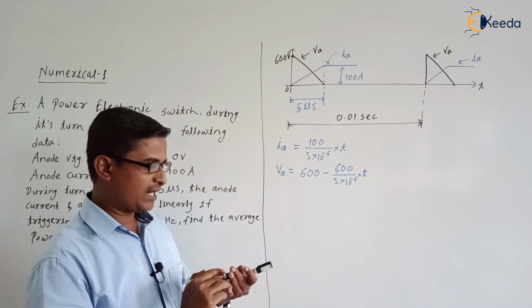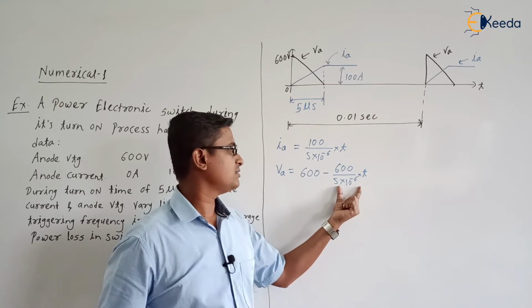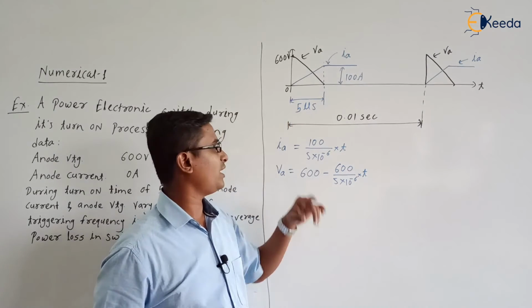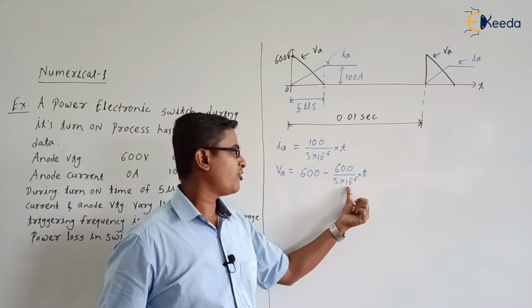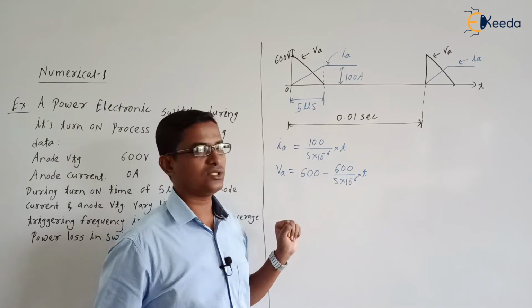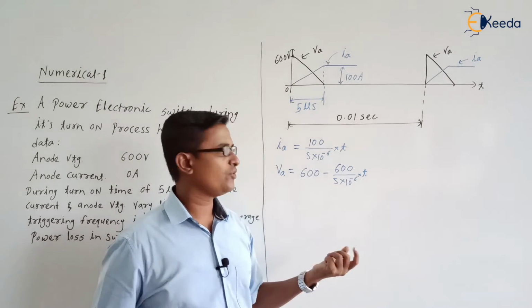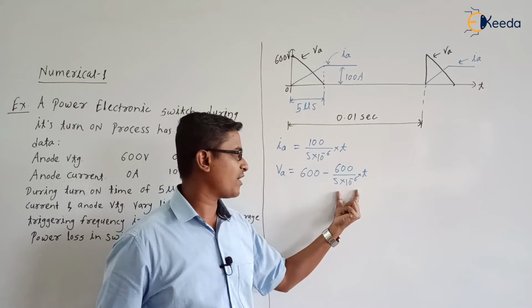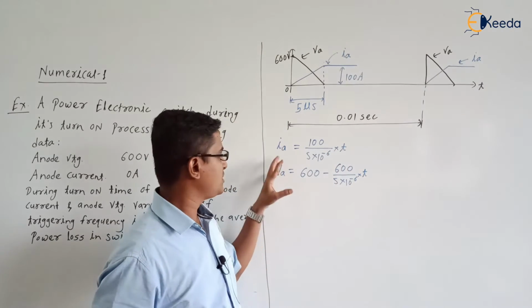You can check at t is equal to 0, it is 600 minus 0, so it is 600, right? At t is equal to 5 micro, it is 600 minus 600 divided by 5 micro into 5 micro, so it is 0, right? Are you getting the point? In between, at t is equal to 2.5 micro, you can write it as 600 minus 600 by 5 micro into 2.5, so it will be around 300 volt. So this is the waveform.